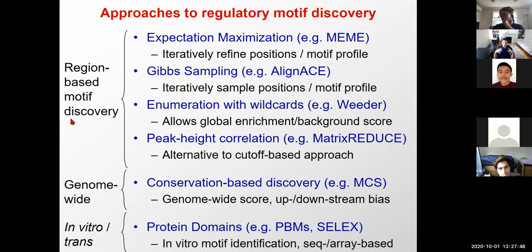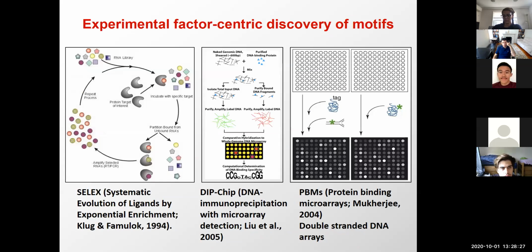motif discovery. What's region-based motif discovery? That's if I have a set of regions, can I use them to define a motif that's common within these regions? The second type of approach is genome-wide motif discovery. That's basically saying we're going to use evolutionary conservation as a means of predicting that signal. And we're going to define genome-wide scores, as well as upstream versus downstream biases and so forth. And then the third approach is using experiments such as protein binding microarrays or these selection techniques for finding these motifs in vitro.